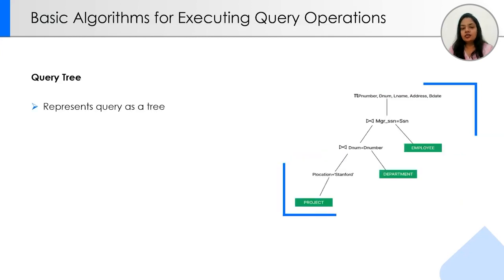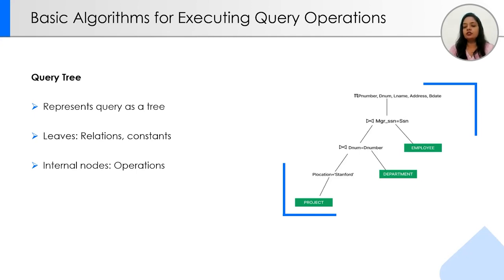This is the query tree. Again, we are going to discuss about query tree in detail in the upcoming sessions. So as you already know that SQL query is structured as a tree so that it can be executed quickly and easily. So it represents the query as a tree, and the leaves here are the relations or constants, and the internal nodes are the operations. So as you can see in the image, the natural join manager underscore SSN equals to SSN is the operation, whereas the leaves are the constants such as employees, department, and so on.